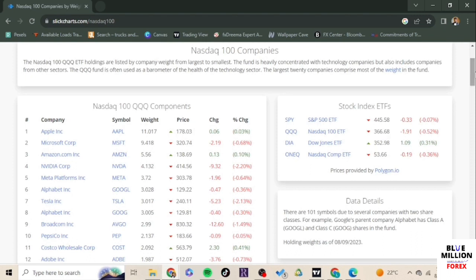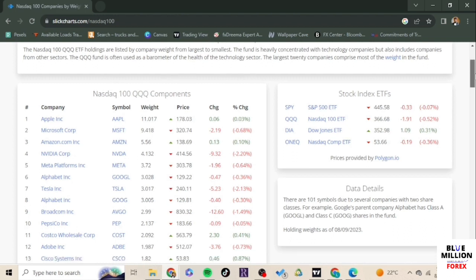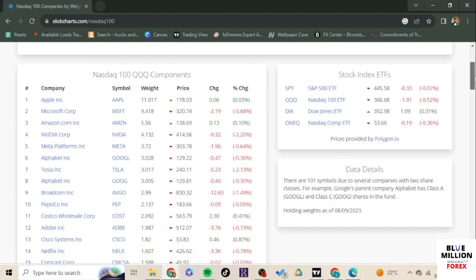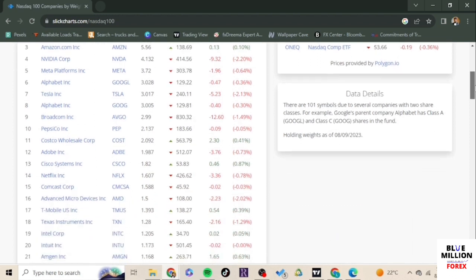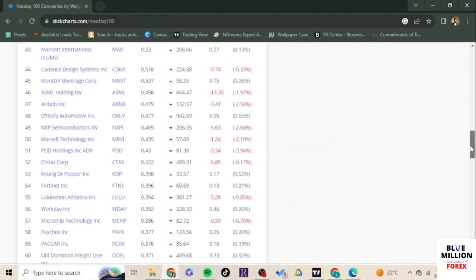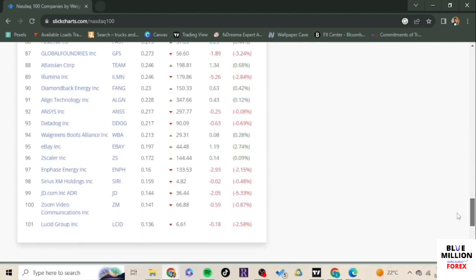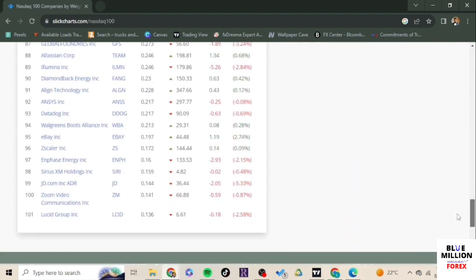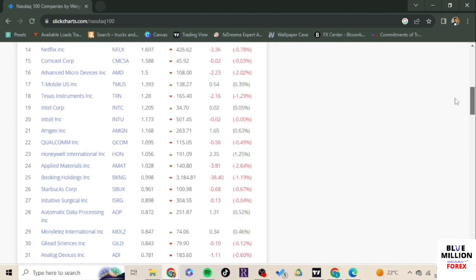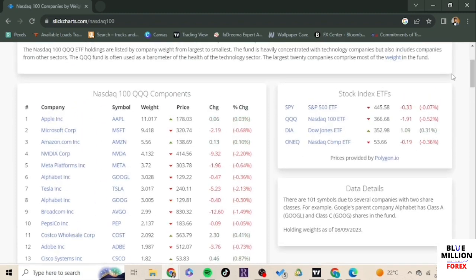Now, these are the top NASDAQ 100 companies, which are listed by weight. As you can see, at number 1 we have Apple, Microsoft, and number 2, Amazon. It goes on. Like I said, it's 101 companies. I don't know if you can see at the end. Yes, Lucid Group Inc. These companies are quite important because this is really what drives the NASDAQ 100. This is the core or the engine of what the NASDAQ 100 is.